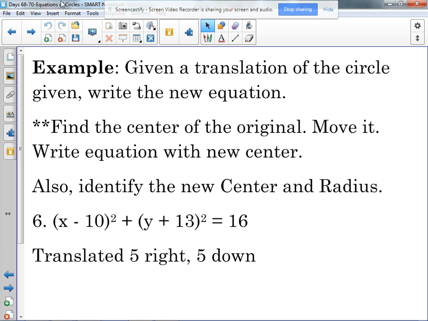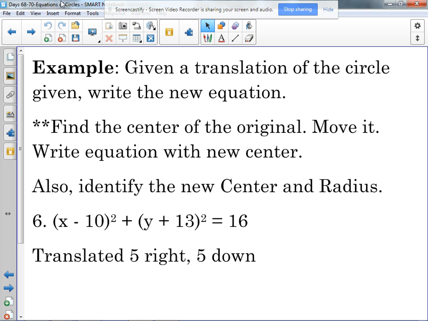We've got a circle. Just because you put it on the table doesn't mean I can't see it. Put it up. We've got a circle, okay? We are moving it somewhere else, okay? For example, in number 6, we're translating it 5 units right and 5 units down. We're not changing the shape of the circle at all, okay? We're not changing the shape. We're just moving its location.